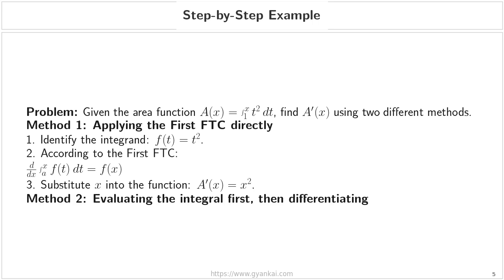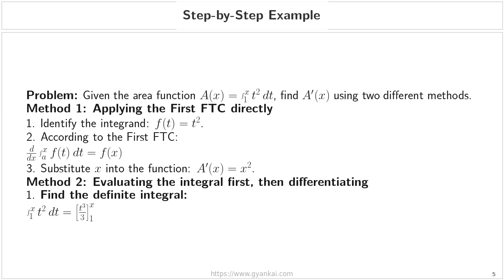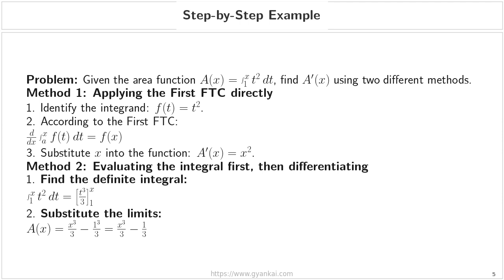Now, let's verify this result using a second method. This time, we'll first evaluate the definite integral and then differentiate. Step 1. Find the definite integral of t squared from 1 to x. The antiderivative of t squared is t cubed divided by 3. So, we have t cubed over 3, evaluated from 1 to x. Step 2 involves substituting the limits of integration. This means we calculate the antiderivative at the upper limit, x, and subtract the antiderivative at the lower limit, 1. So, we get x cubed over 3 minus 1 cubed over 3, which simplifies to x cubed over 3 minus 1/3. This gives us our A of x.